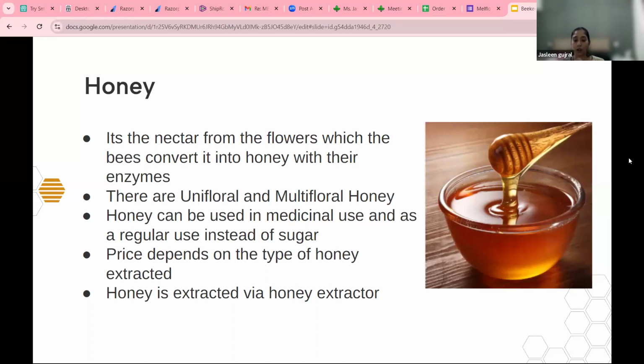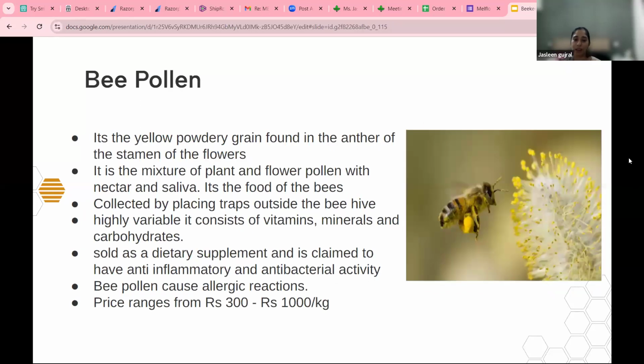Then honey is extracted via a honey extractor. The honey extractor can also be of two types. One is stainless steel and the other is galvanized iron. Initially people used to have galvanized iron, but now people mostly prefer food grade stainless steel, because it doesn't get rusted and it is food grade. So it's better to have a food-related extractor instead of something which has rusted. Safe and sound, basically. Okay.